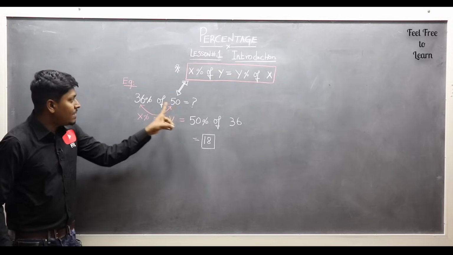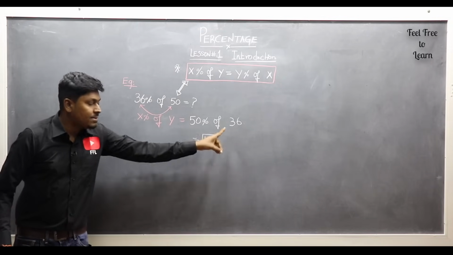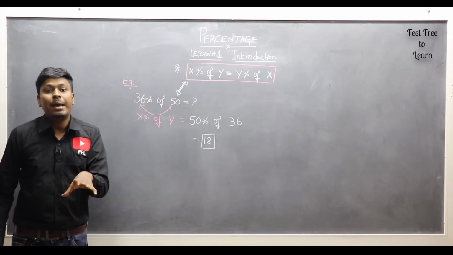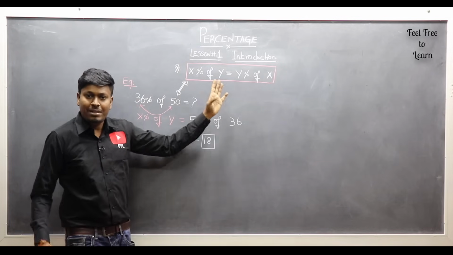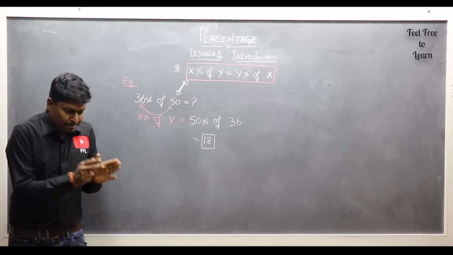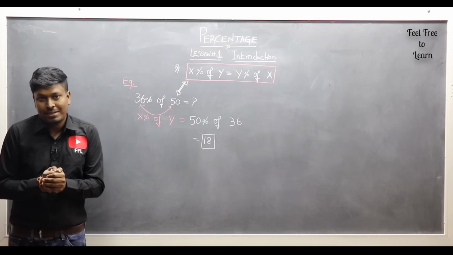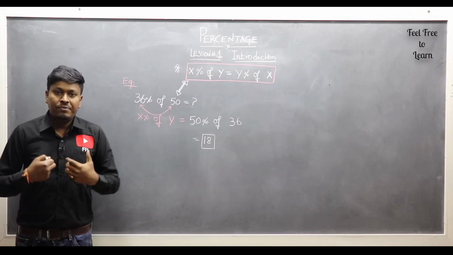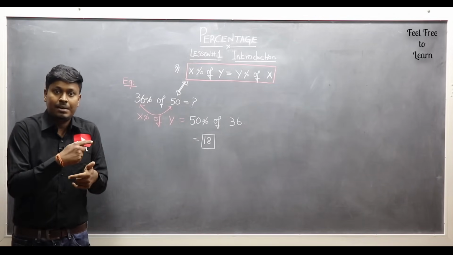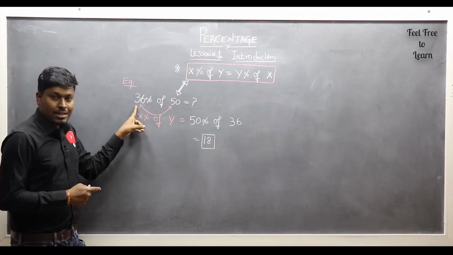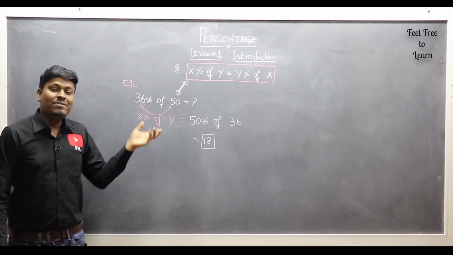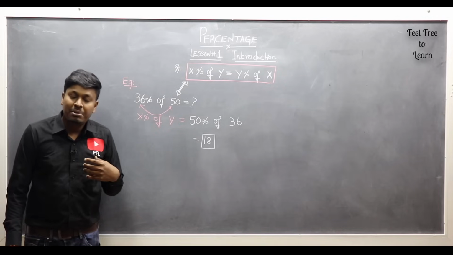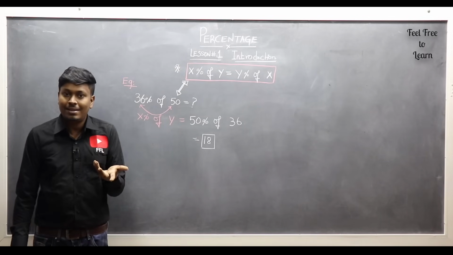See here, x percentage of y is equal to y percentage of x. Even if you interchange both the numbers, you are going to get the same answer. That is what this property means. That's what they are saying: x percentage of y is equal to y percentage of x. I saw the number 36 percentage of 50. Finding an answer is difficult for me. So what I did, I interchanged the numbers. I put y here, that is 50 percentage, and 36 here. I converted based on the property, that is 50 percentage of 36. Now it is easy for me, because finding 50 percentage of 36 is so easy, half of the number.